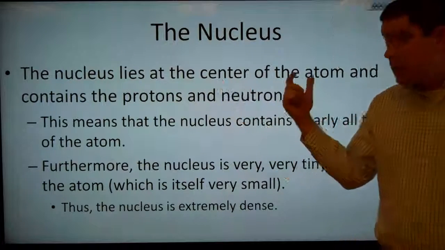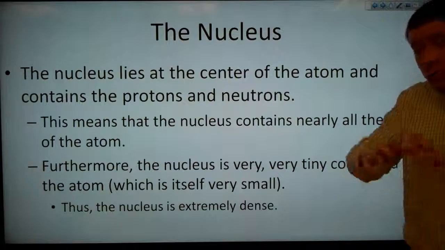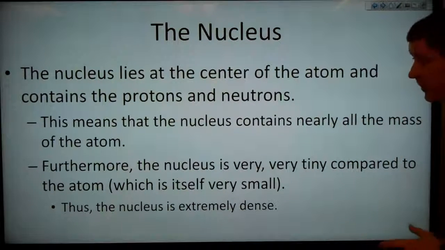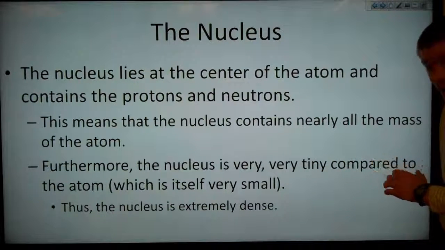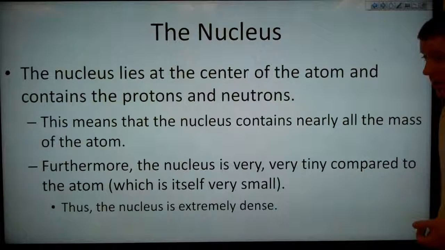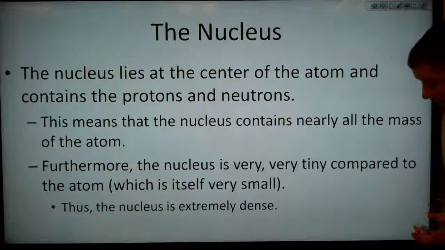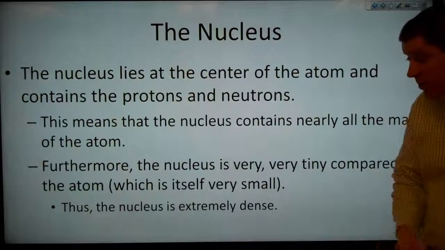So the nucleus lies at the center of the atom, and it contains our protons and our neutrons. Remember that outside the nucleus we have our electrons in the electron cloud or in the orbitals. This means that the nucleus contains nearly all of the mass of the atom because the electrons have a negligible mass in comparison to the protons and the neutrons. Furthermore, the nucleus is very, very tiny compared to the size of the atom, which is itself very, very small.